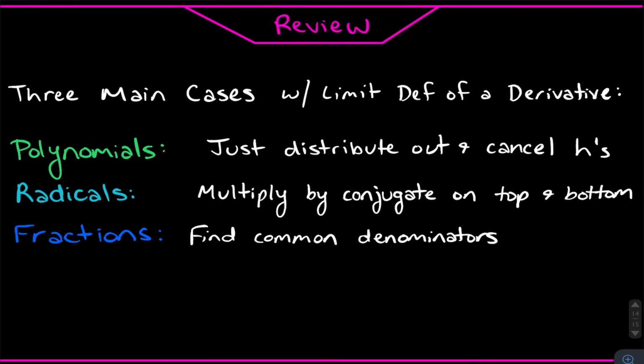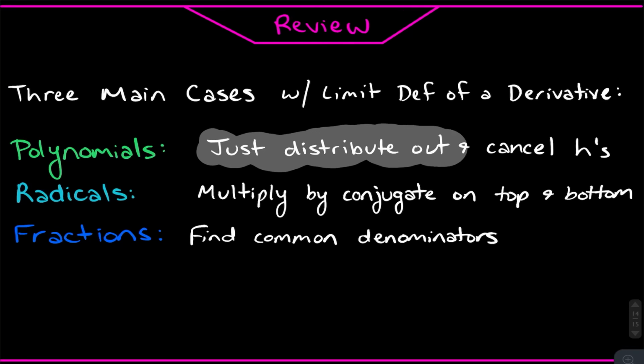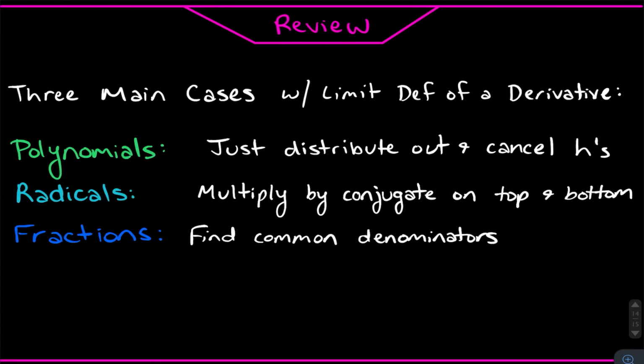It's either you have a polynomial like x cubed minus x, you have a radical. We did our example in the light blue section. That was just rad x. Or you have a fraction. We did that example in the dark blue section. Now, when you have a polynomial, all you're doing is distributing out and canceling your h's. That's what we did, and we just did that again with the second derivative example.